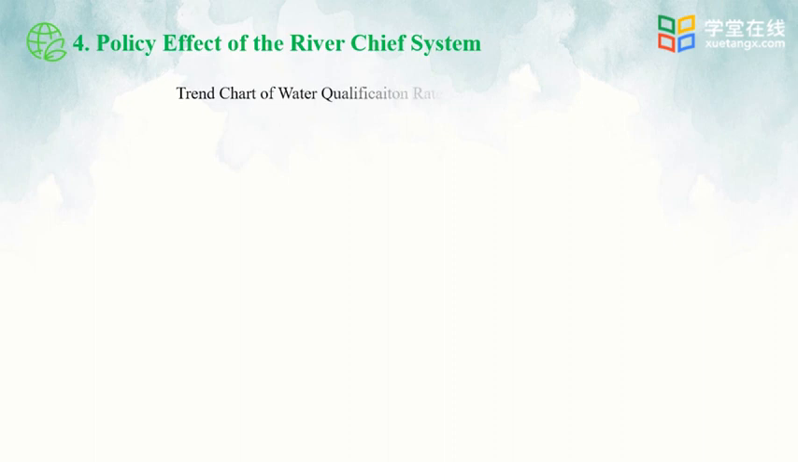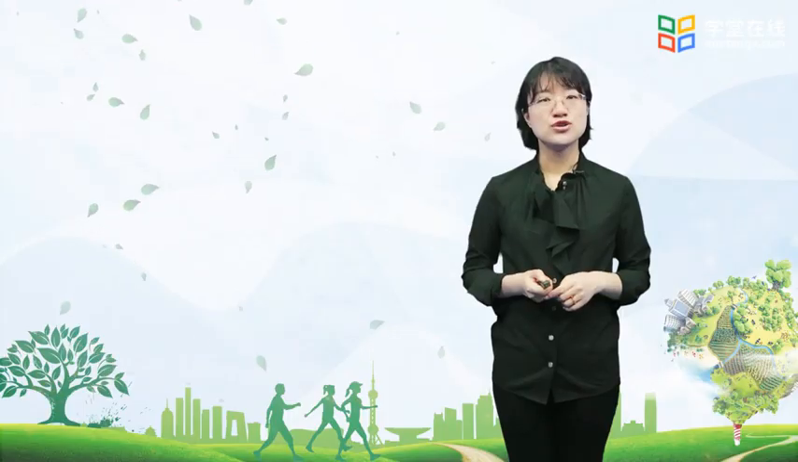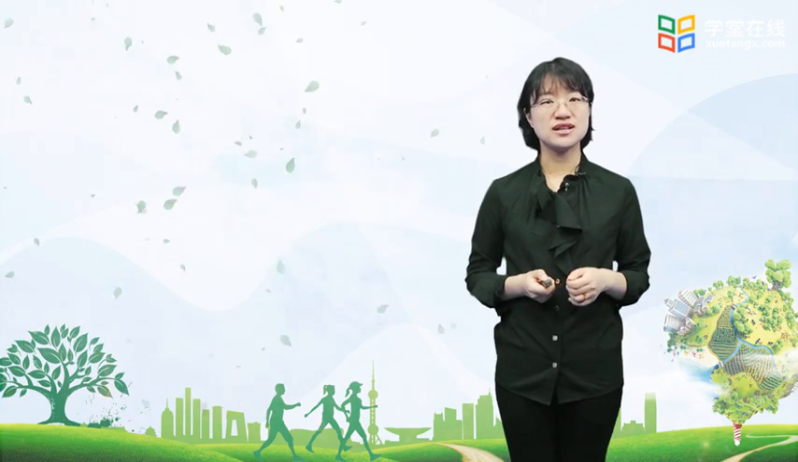The following figures show the policy effect of the river chief policy after the implementation of many mutually coordinated environmental policies. We can see from the figure below that the water quality of the Yangtze River basin has been gradually improved since 2008. We can see from this figure that from 1998 to 2008, the water quality of the Yangtze River basin gradually declined. But since 2008, it has been gradually improved.